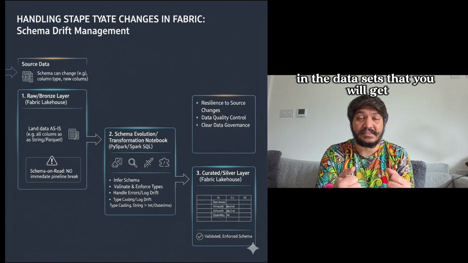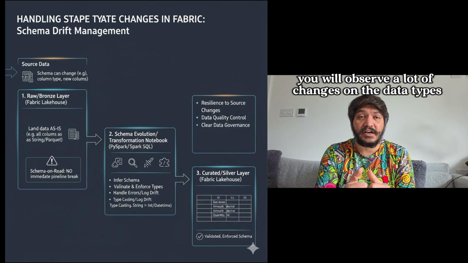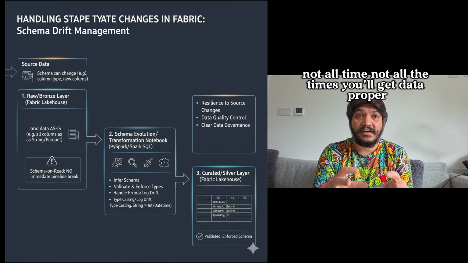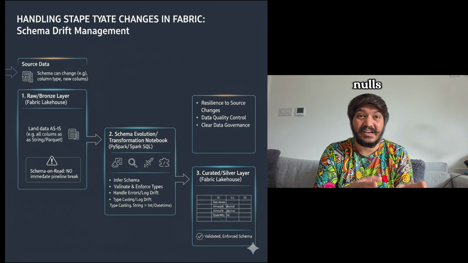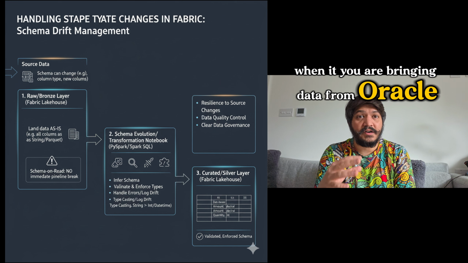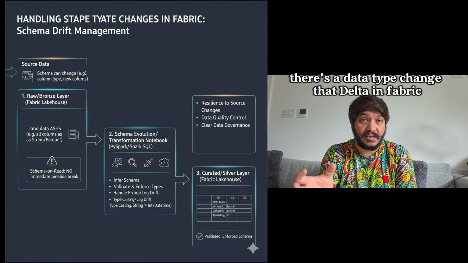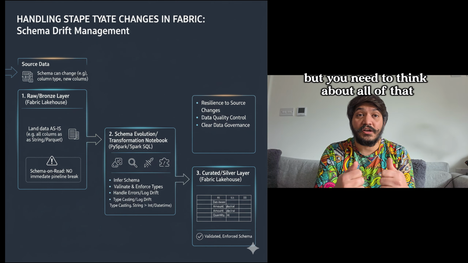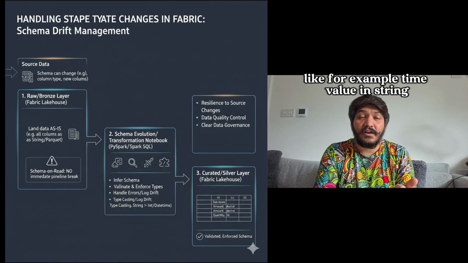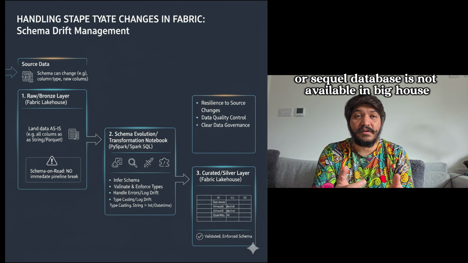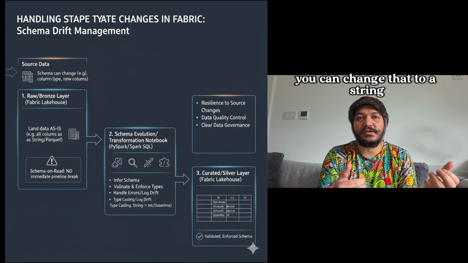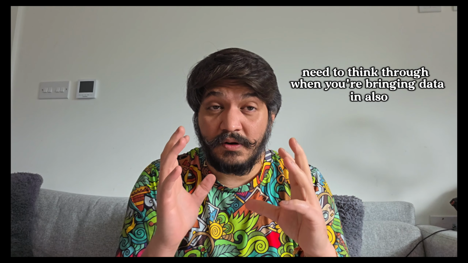A lot of times in the datasets that you get, you will observe a lot of changes in the data types, especially when data comes from spreadsheets. Not all the time will you get proper data. There might be empty records, nulls, date time changes. When you are bringing data from Oracle, there's a data type change that Delta in Fabric lakehouses cannot handle. There are obviously data types that are compatible, but you need to think about all of that. For example, a time value in Oracle or a SQL database is not available in a lakehouse in Microsoft Fabric. Now you can change that to a string and then further cast it when you're working on the cleanse layer in Silver. So these are all the things you need to think through when you're bringing data in.